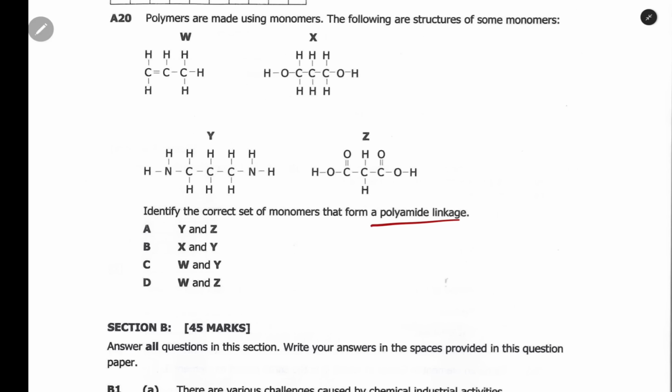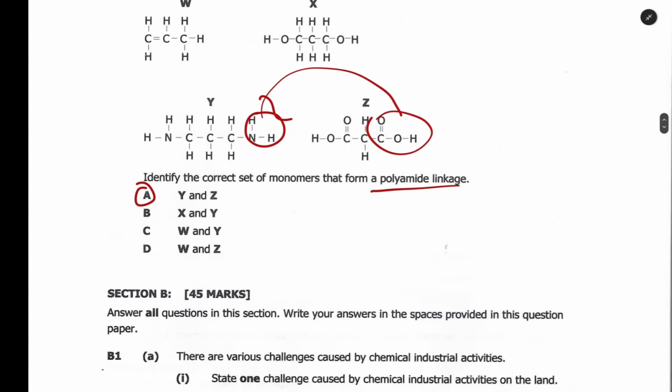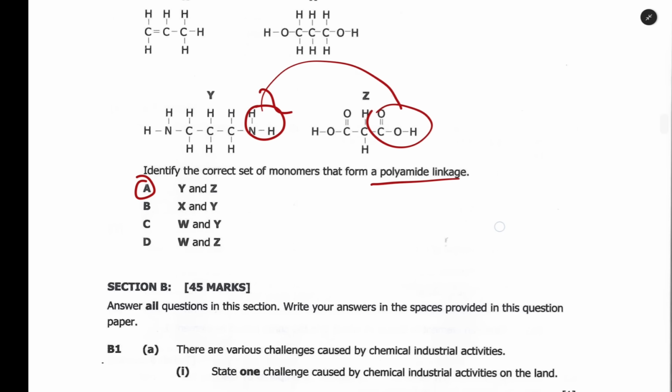So polyamide linkage is formed when the amino group reacts with the carboxylic group. So we are looking for the one that has an amino group. Okay, so in this case right here, the answer that we go for is A, Y and Z. This is an amino group, and this is the carboxylic group. So when these react, water is removed, and of course in the process it forms amide linkage. And make sure that you know the macromolecules where you find amide linkage.